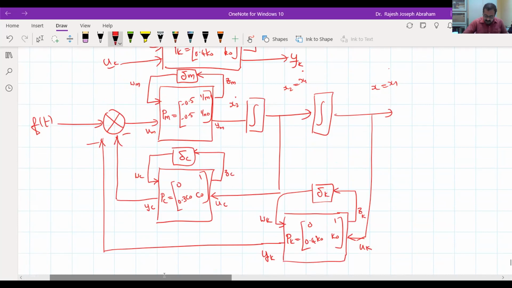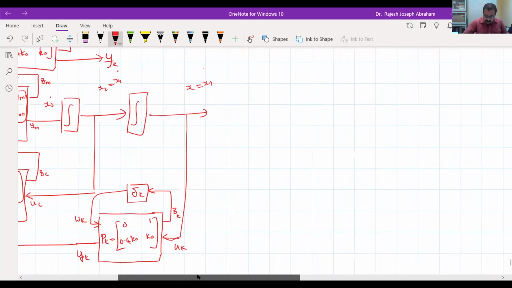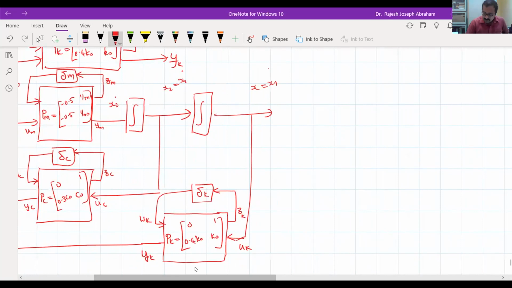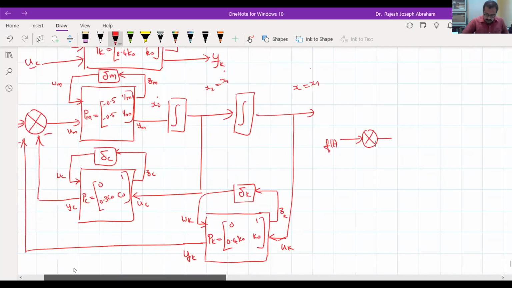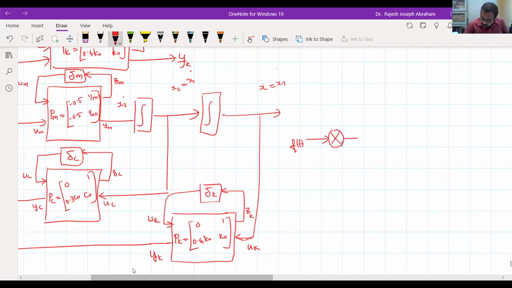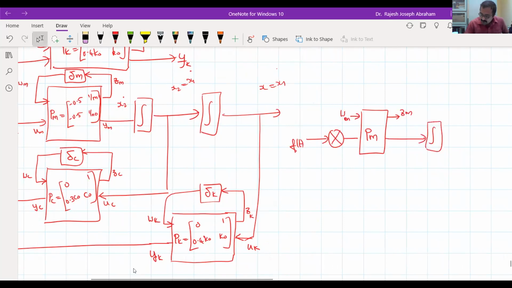I will draw it on the side. It becomes something like this. This is f of t, summing point. Then we have our PM block, the nominal mass P, with an input WM and an output ZM. Then it is connected to an integrator. Next integrator. This is X1. This is X2. This is X2 dot.